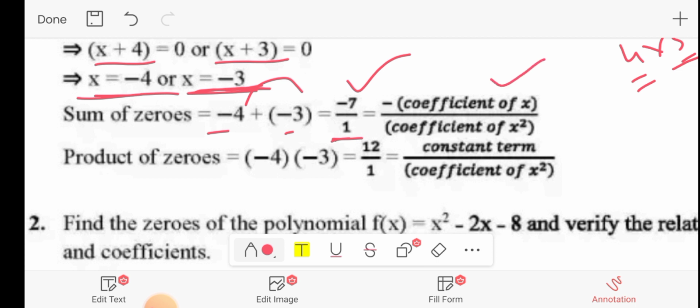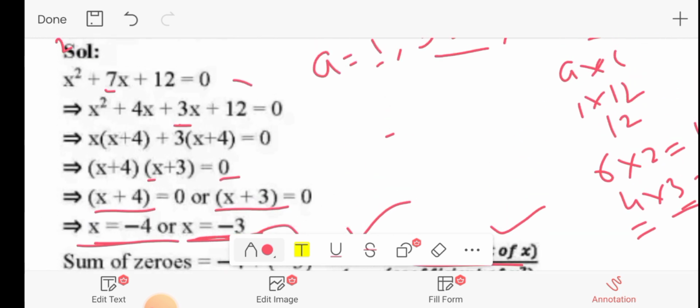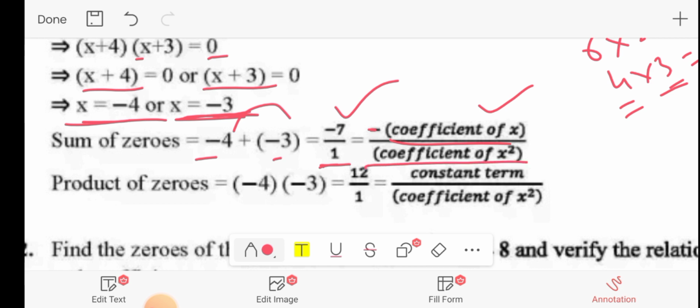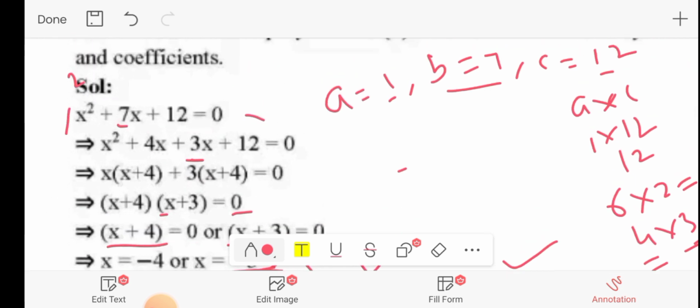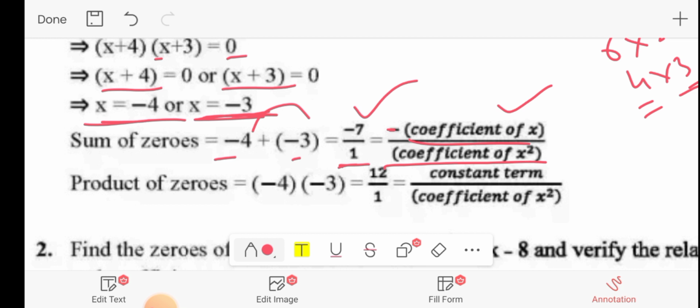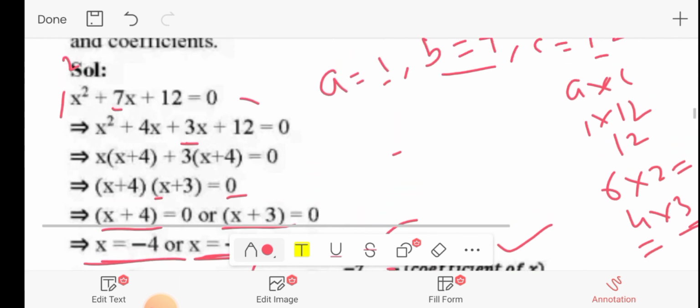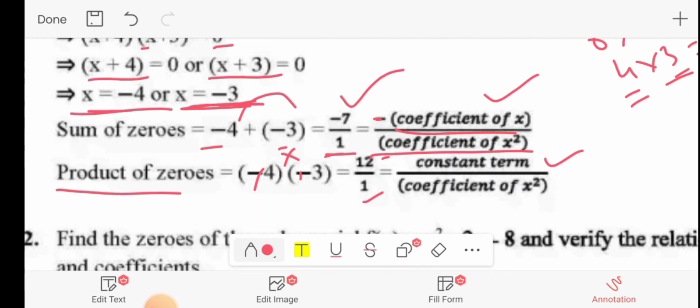Our coefficient of x, what is the coefficient? Minus sign we have to keep, this minus as it is. What is the coefficient of x? It is 7. Upon coefficient of x square, what is the coefficient of x square? 1. Here there is no number, so we consider 1. Okay. Now product of the zeros, product means multiply. So minus 4 into minus 3. Since in multiplication the minus signs will cancel, it will be plus. So 4 threes are 12, upon 1, because if we divide any number by 1, the same number will come. So this is what, the constant term. What is the 12 here? Constant term. And 1 is the coefficient of x square.